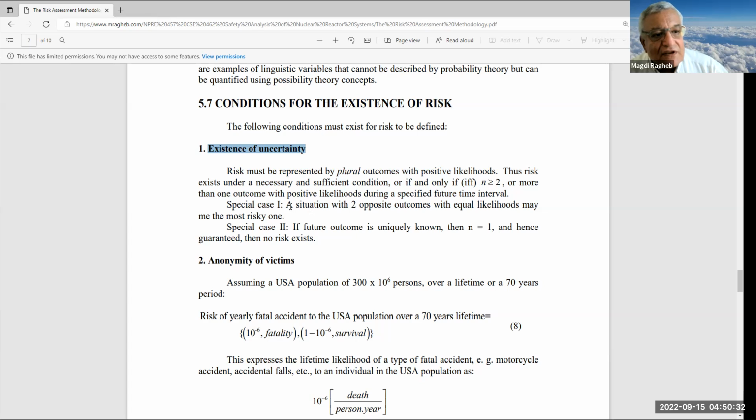A special case is a situation with two opposite outcomes with equal likelihood, which may be, in fact, the most risky one. When you flip a coin, that's the most risky way of determining an outcome. And if the future outcome is known, then n is equal to 1, then you have something that's guaranteed to happen. It is no risk at all. No risk. That's some kind of an accident, maybe.